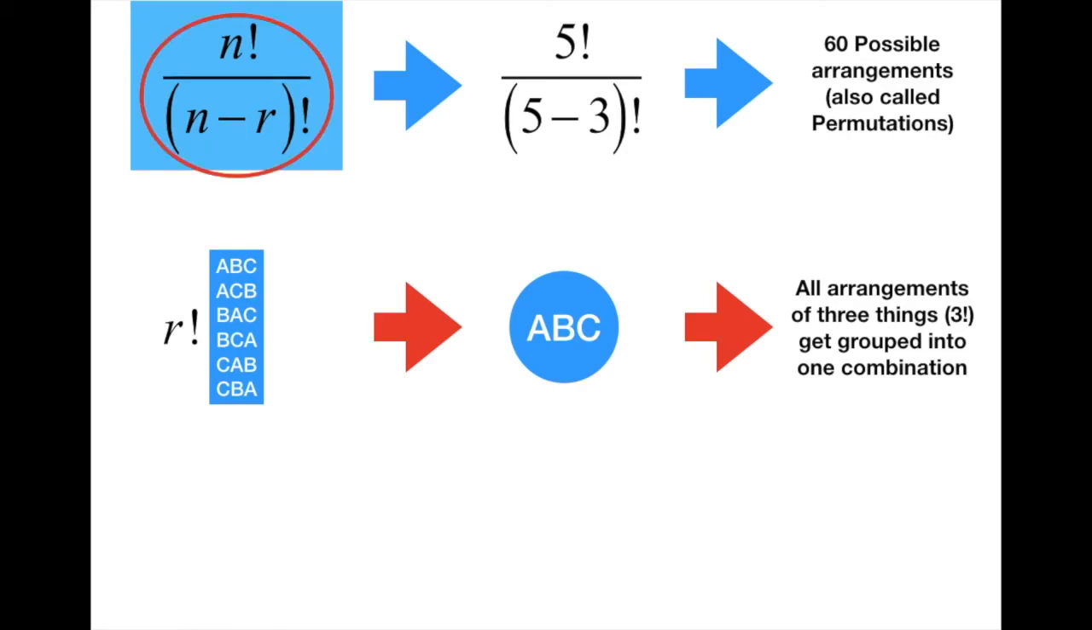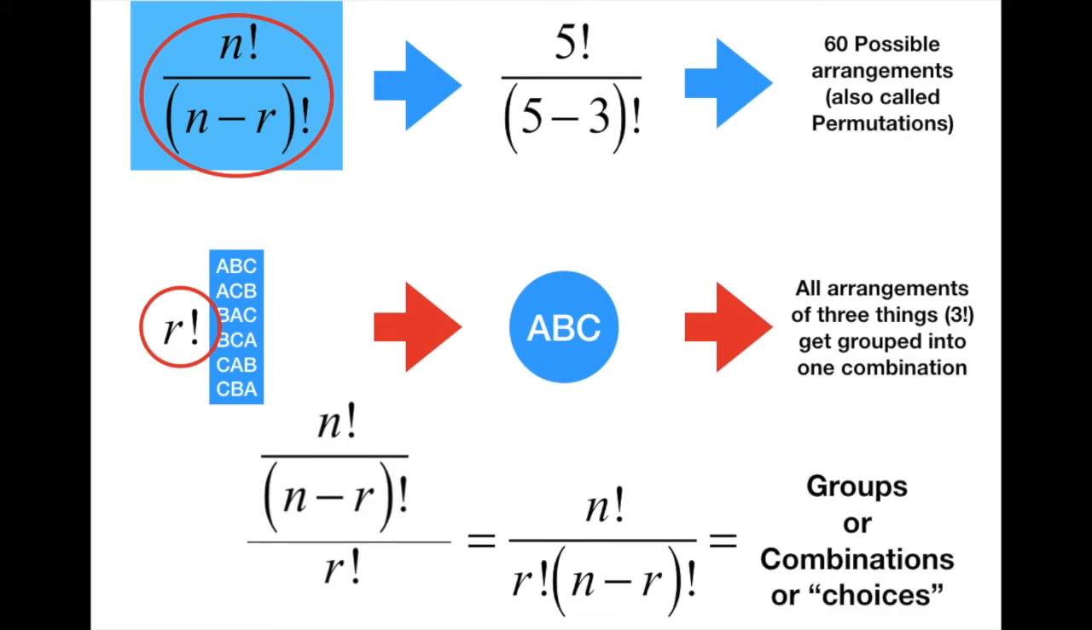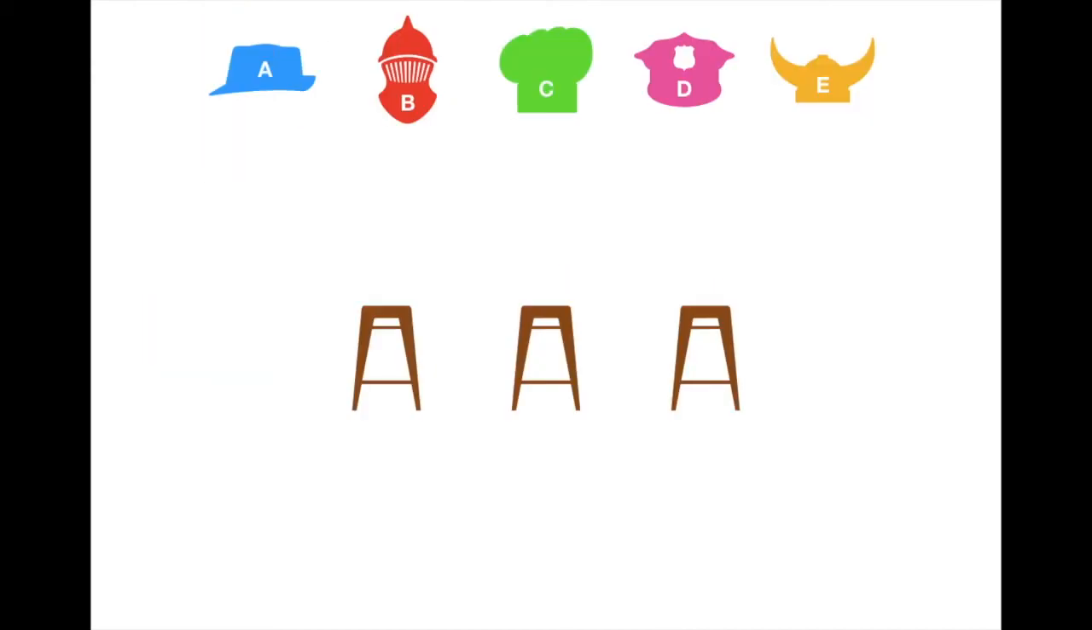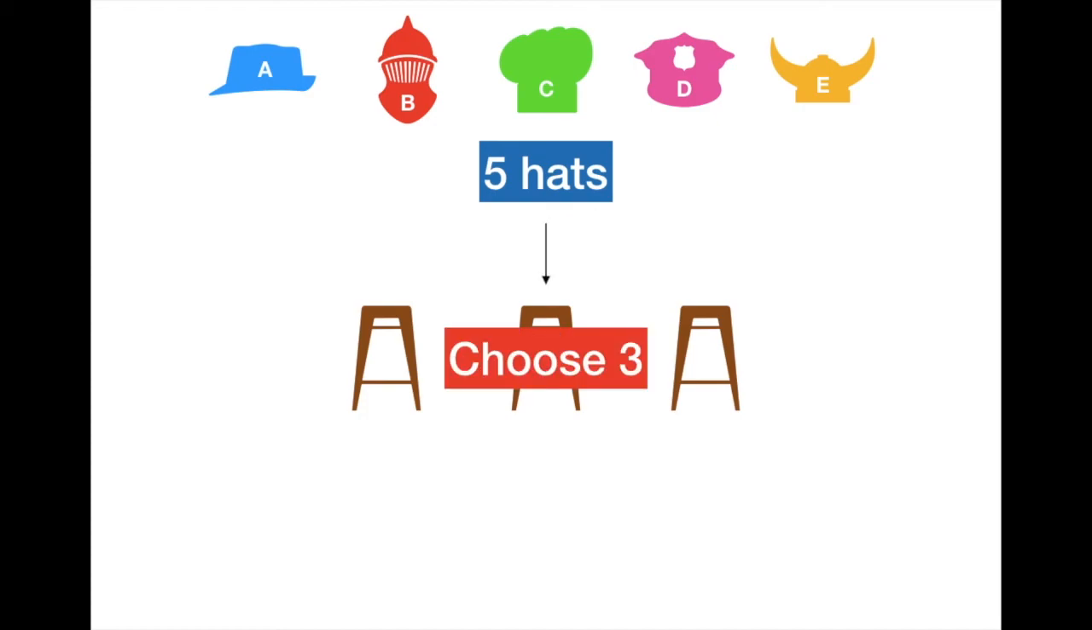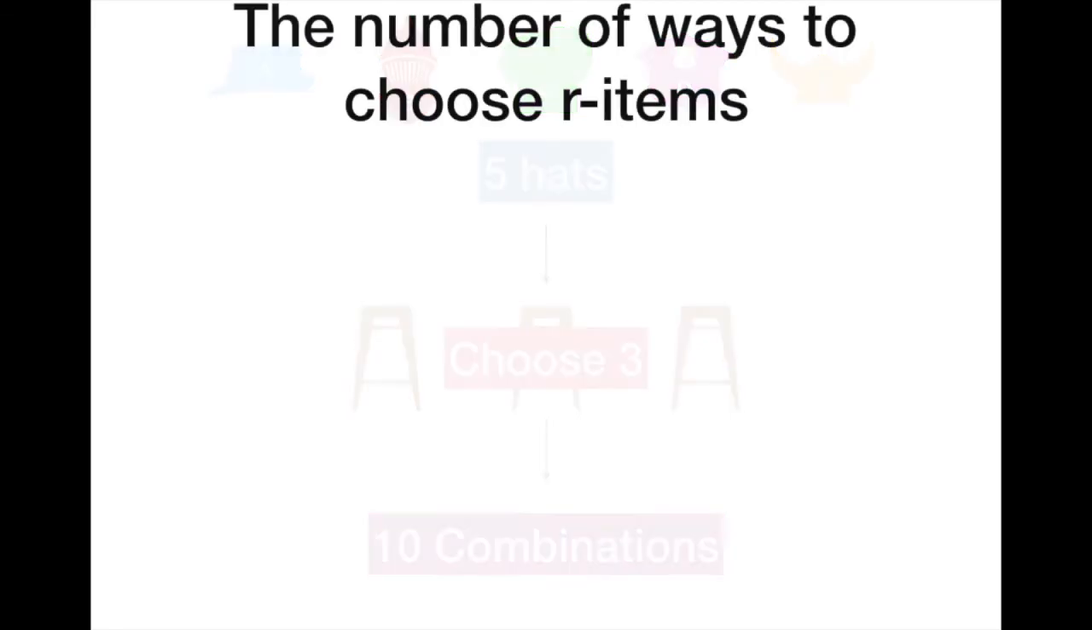So what I'm doing here is taking n factorial divided by n minus r factorial, and dividing that by r factorial. Or more elegantly, I can put this as n factorial over r factorial times n minus r factorial. And this gives us the number of groups or combinations, or sometimes called choices, with these items. So with 5 hats and with 3 stools, if I choose 3, there are 10 different combinations or groupings for the ways to place these hats.